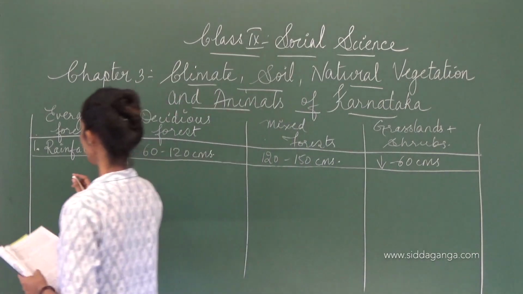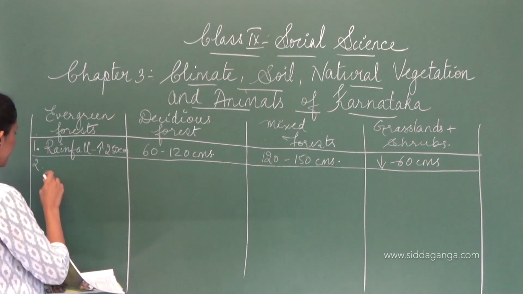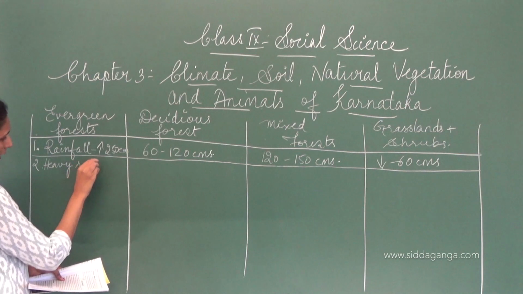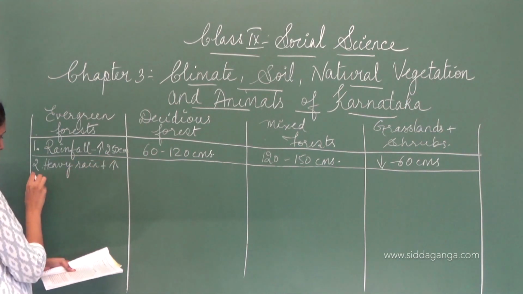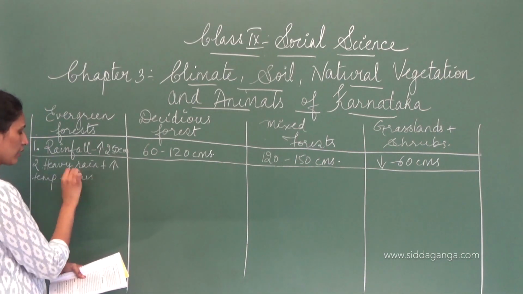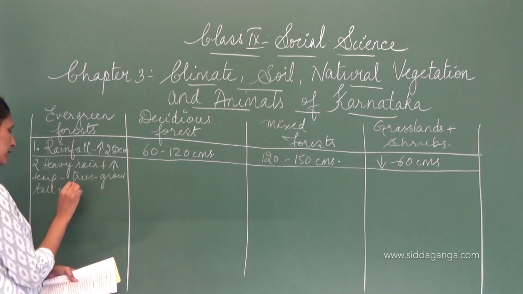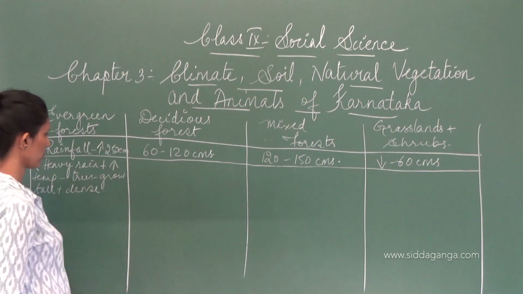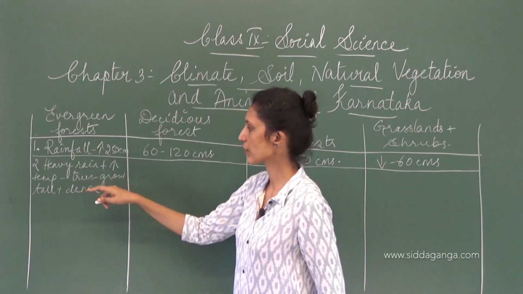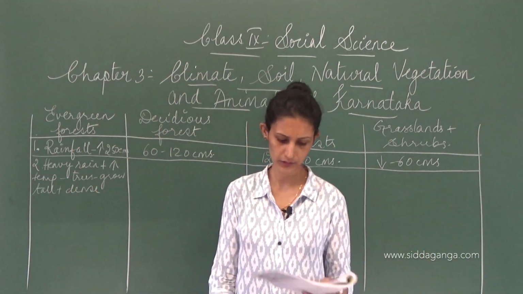Second point: because of heavy rain and high temperature, the trees grow tall and dense. So I am telling the point: because of heavy rain and high temperature, trees grow tall and dense.